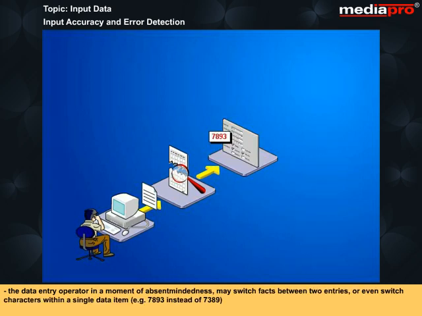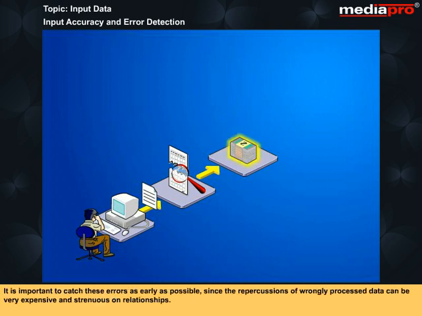The data entry operator, in a moment of absent-mindedness, may switch facts between two entries or even switch characters within a single data item. Example, 7893 instead of 7389. It is important to catch these errors as early as possible, since the repercussions of wrongly processed data can be very expensive and strenuous on relationships.